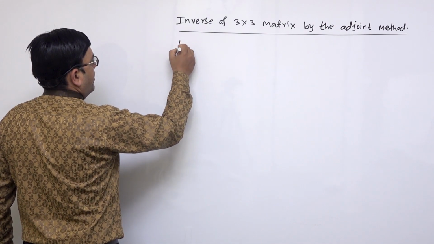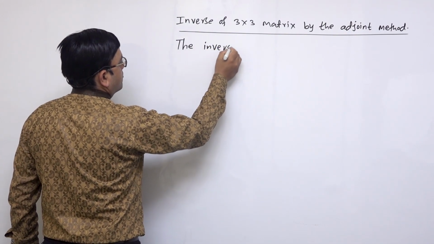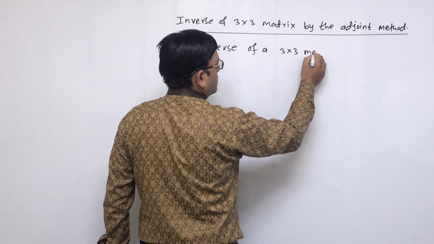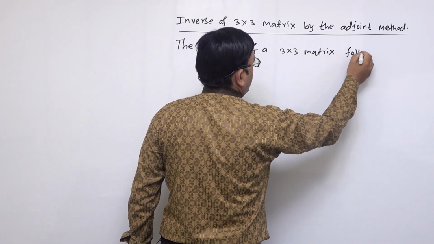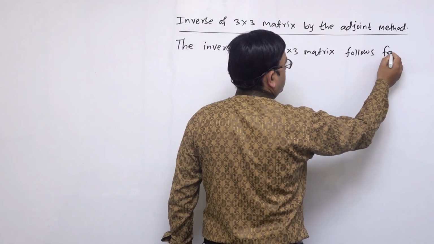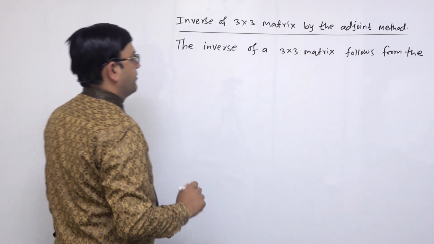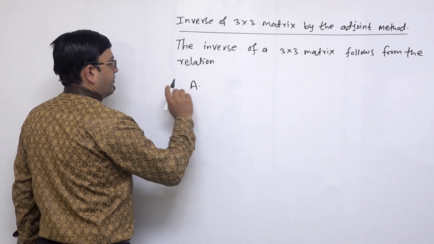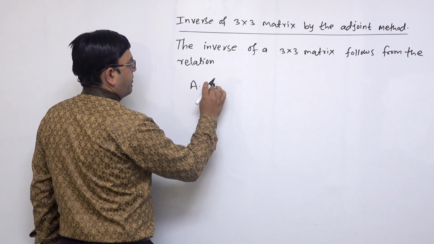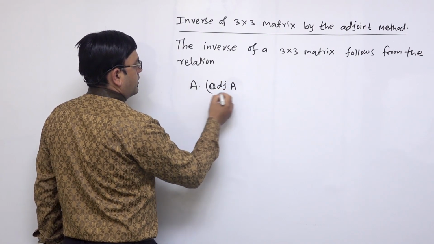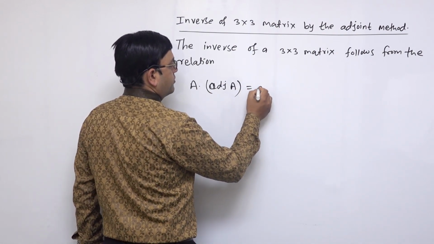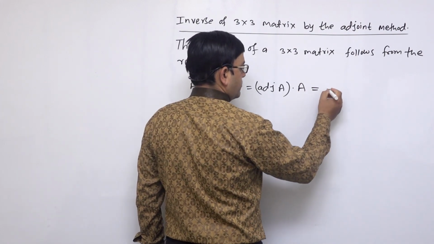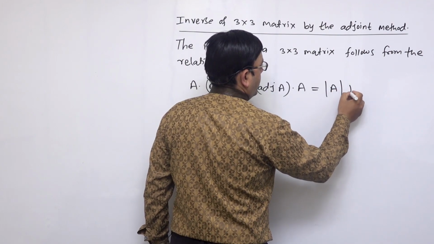The inverse, let's write the definition. The inverse of a 3 by 3 matrix follows from the relation: matrix A times adjoint of A is equal to adjoint of matrix A times matrix A, which is equal to determinant of A times I.